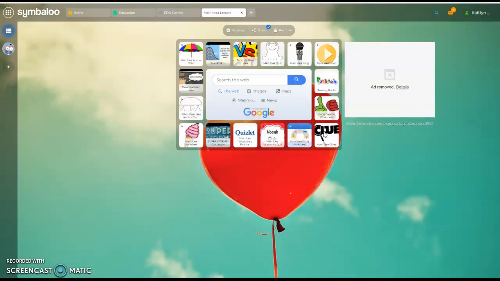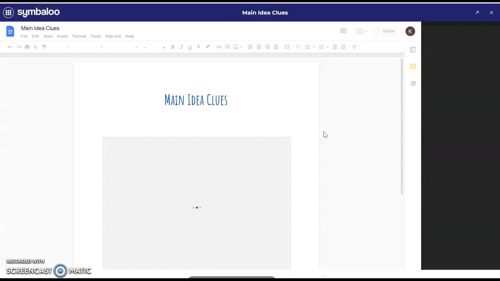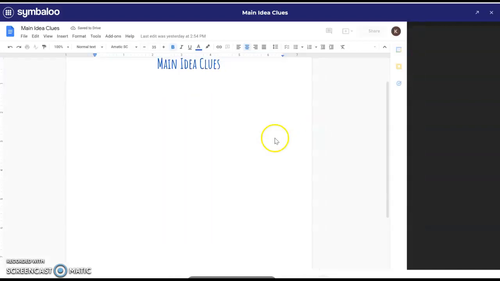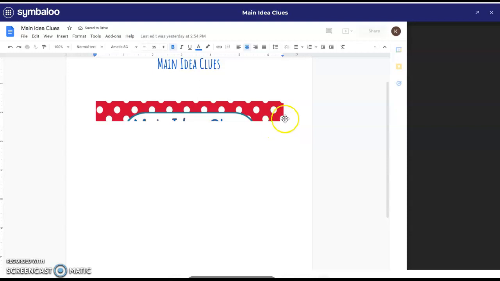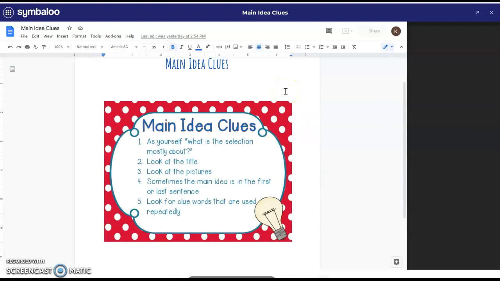Okay, main idea clues. This is just a little clue sheet on some tips and tricks on how to find the main idea. You can look there if you're ever stuck.